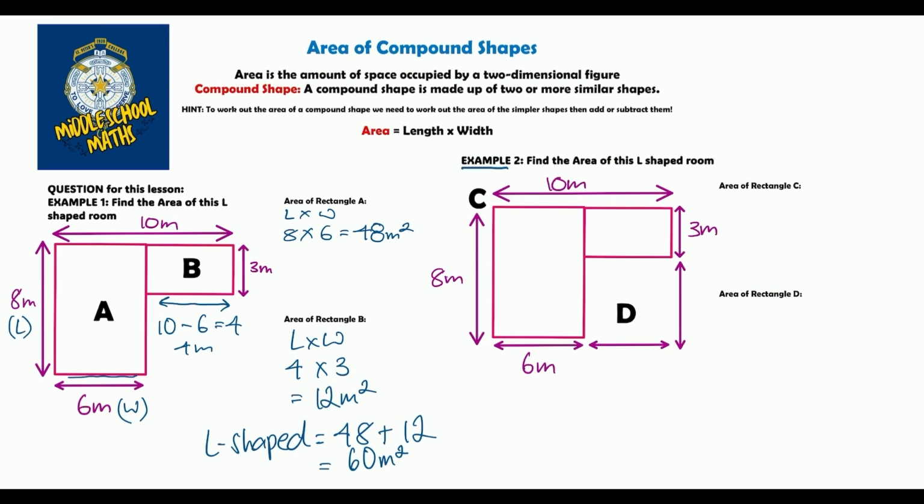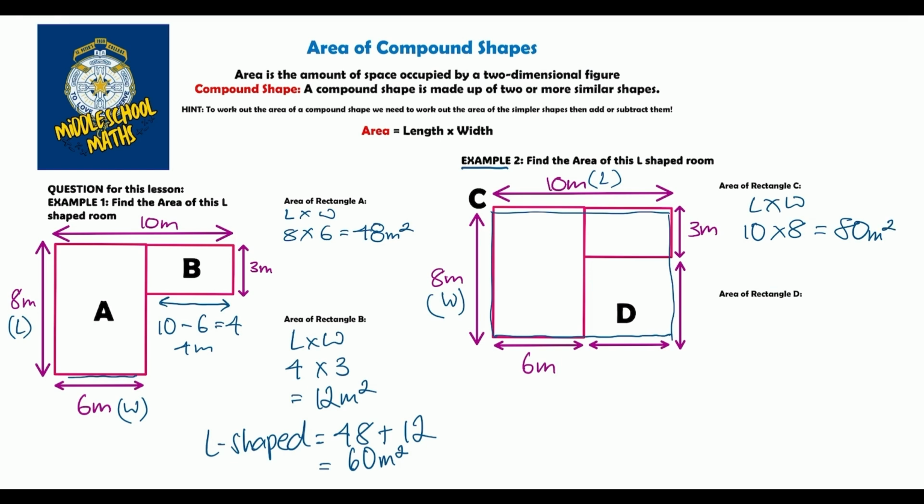Now, there is another way that we can find the area of this L-shaped room. We can figure out the area of the large rectangle, which is C, the entire outside of this room. We can see that the length is 10. So again, we write out our formula. The length is 10 times the width, which we can see over here is 8, and 10 times 8 is 80. And the units are meters squared.